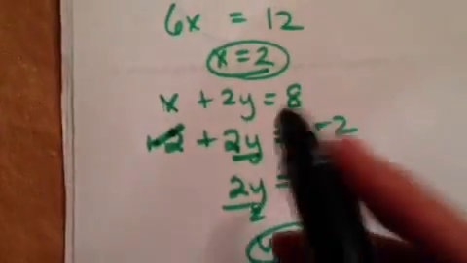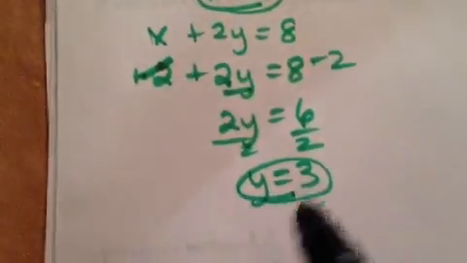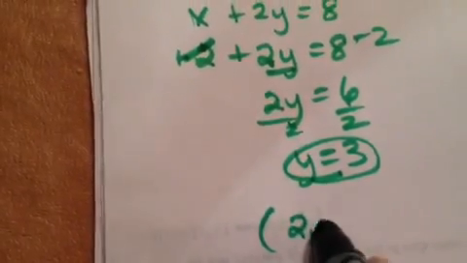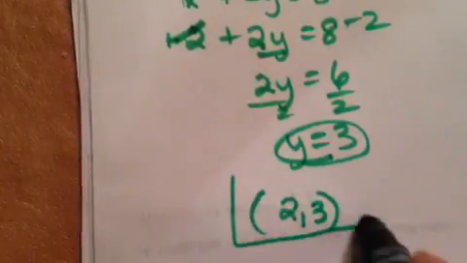So this is your point. Your x value is 2. Your y value is 3. So you want to be sure and write it as an ordered pair. And that is the point that those two lines would intersect. Okay, so that was a pretty nice one.